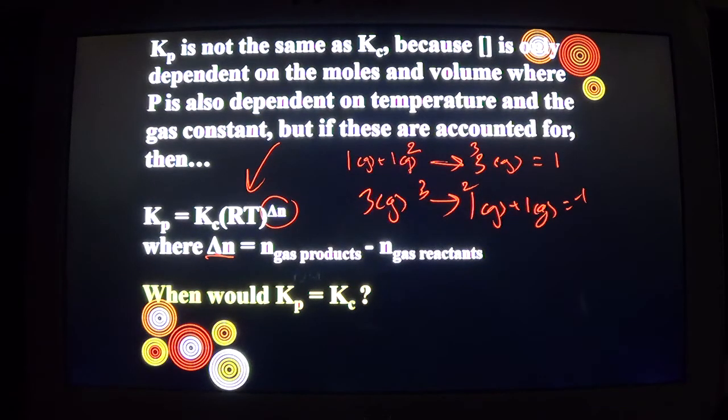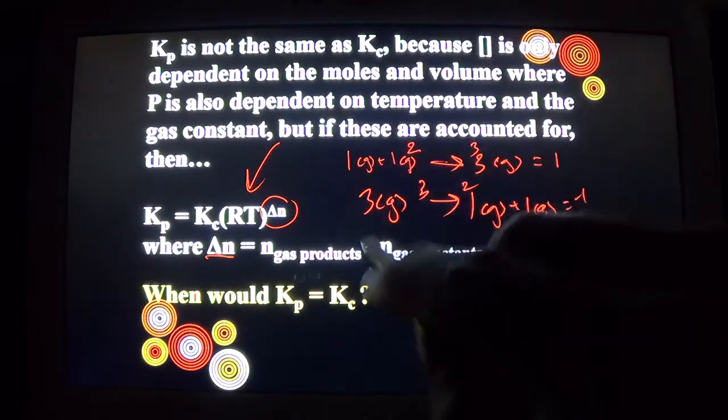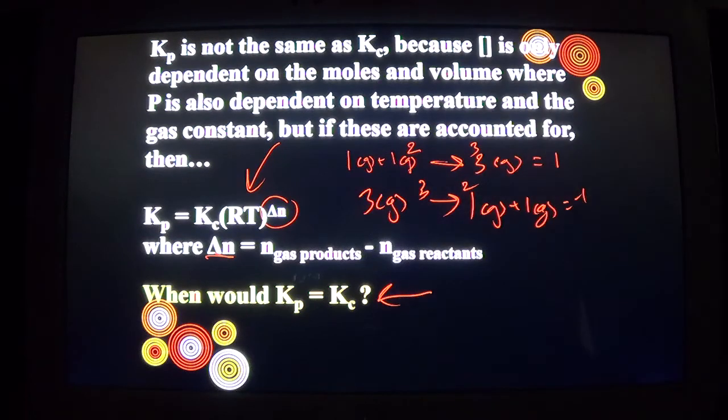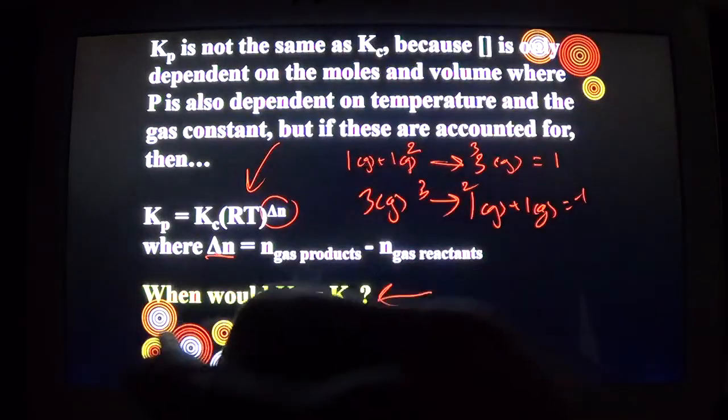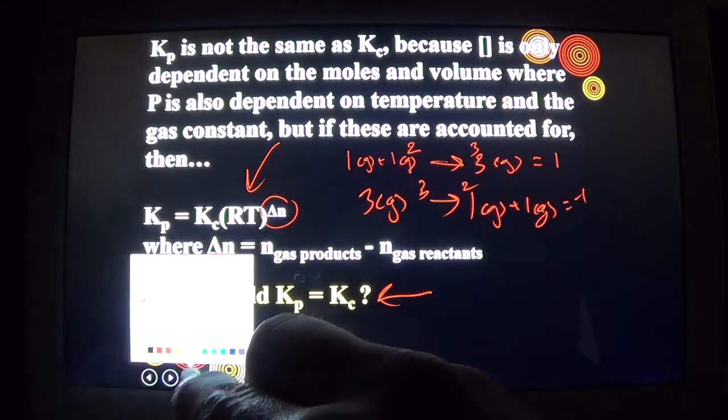What does that mean? That means you're very unlikely to be asked to calculate this, except they might be clever and ask this question and expect you to know. When would your Kc equal your Kp? When would those numbers be exactly identical to each other? So math-wise, let me do some erasing so we can focus.